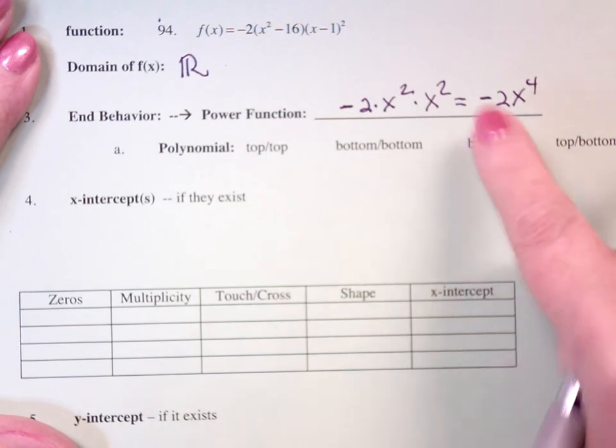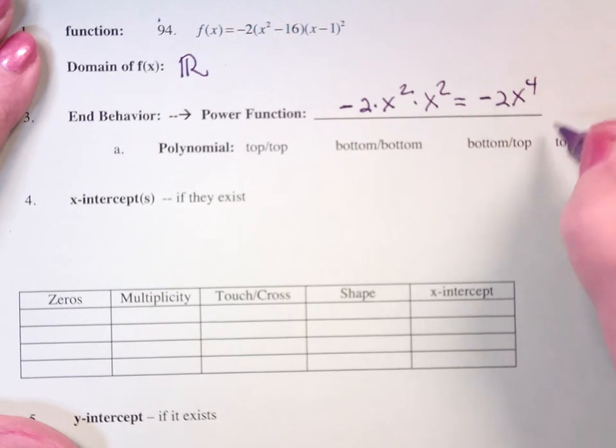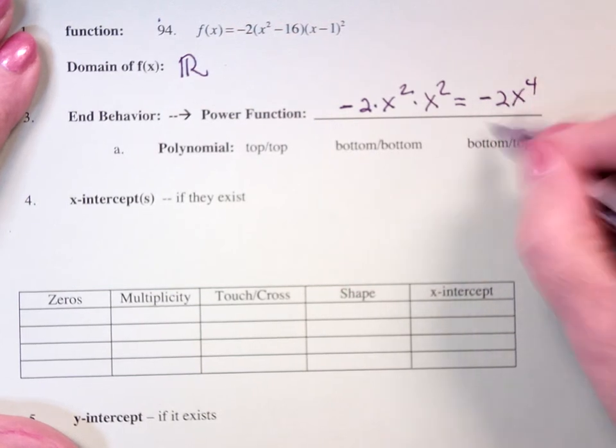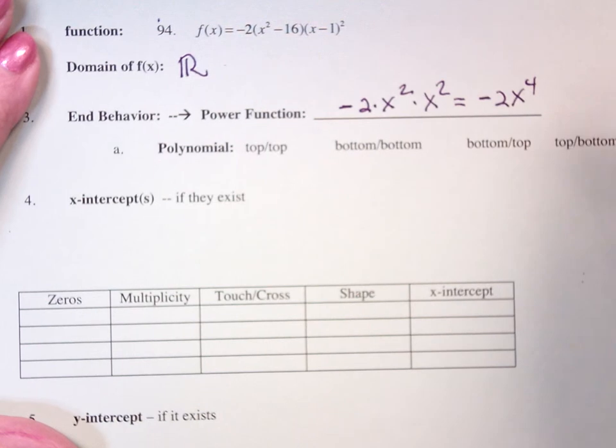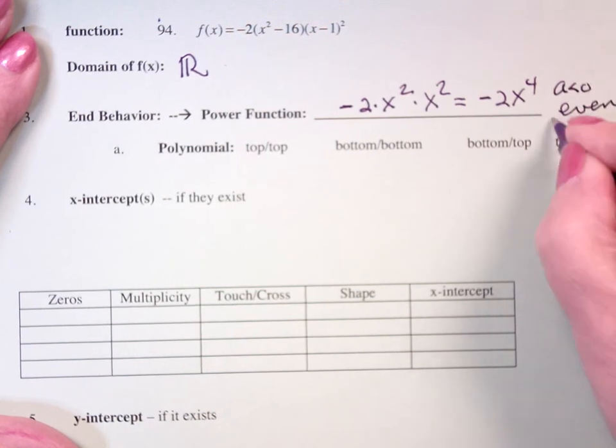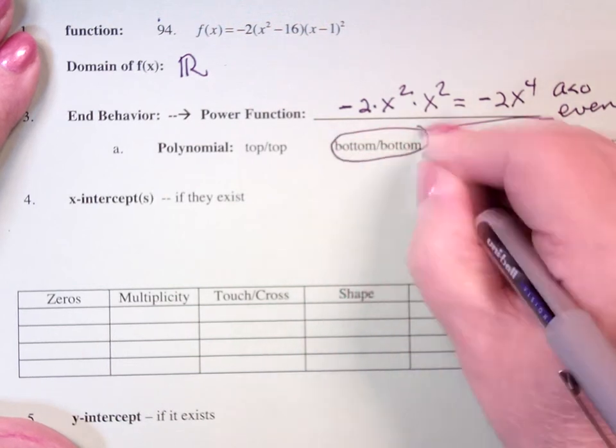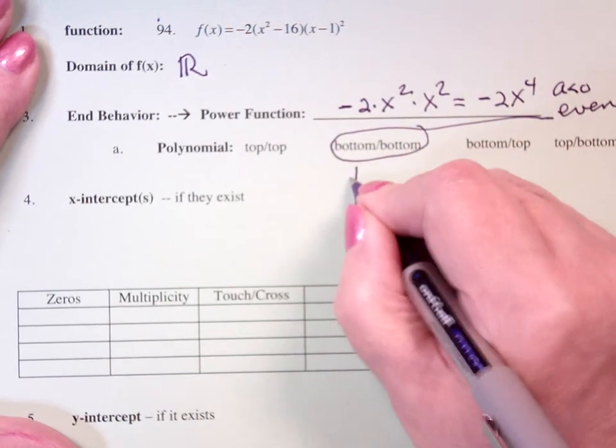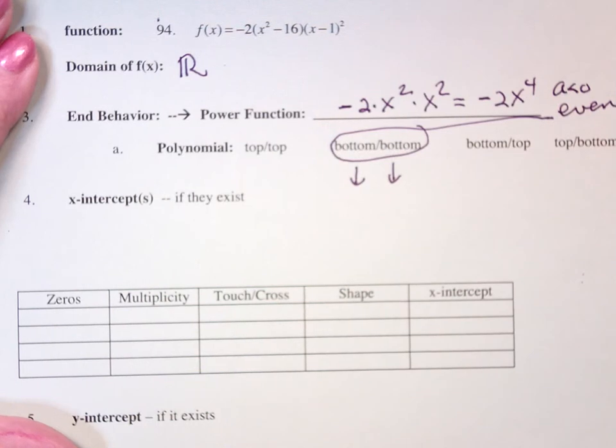So is it top, top, bottom, bottom, bottom, top, top, bottom? Bottom, bottom. Negative 2, a is negative, and it's even. A negative, even says it's going to be bottom, bottom. It's going to come in from the bottom, go out the bottom.